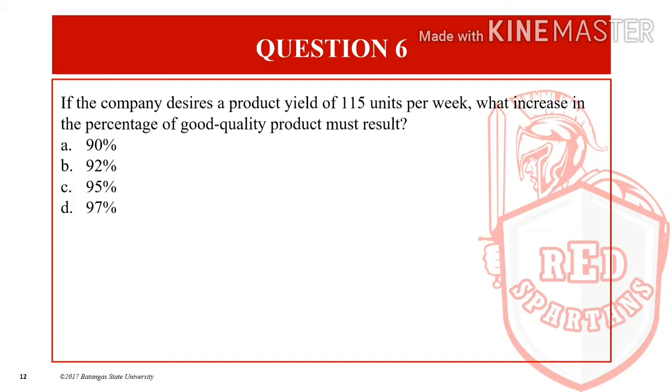Then, for question number 6, if the company desires a product yield of 115 units per week, what increase in the percentage of good quality product must result? So, pag nag-increase yung ating product yield, di ba nakuha natin kanina is 109, ano yung ating percentage ng good quality para yung yield natin is 115? So, yung choices natin, 90%, 92%, 95%, and 97%.